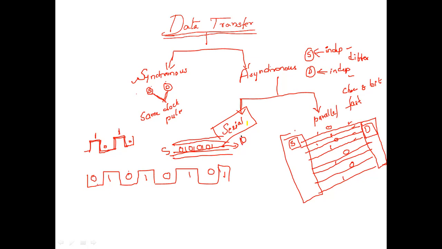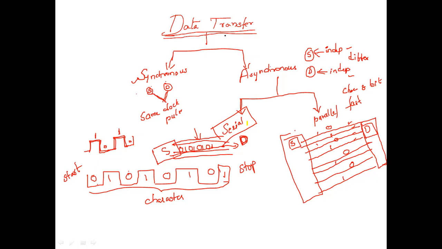Here we will have a problem. When a source is sending a particular character to a destination in serial mode, the technique we use is to add a start bit and a stop bit to the character. So this is our character, which is 8 bits. We add a start bit and a stop bit for this character.